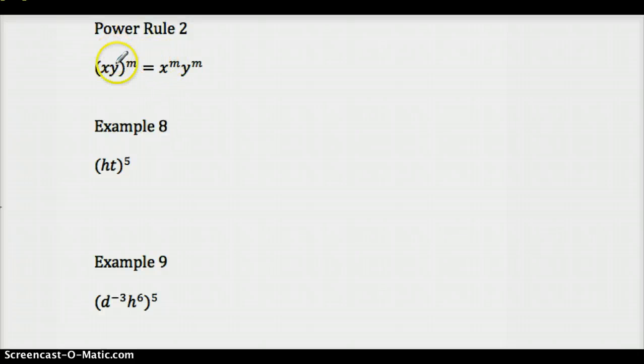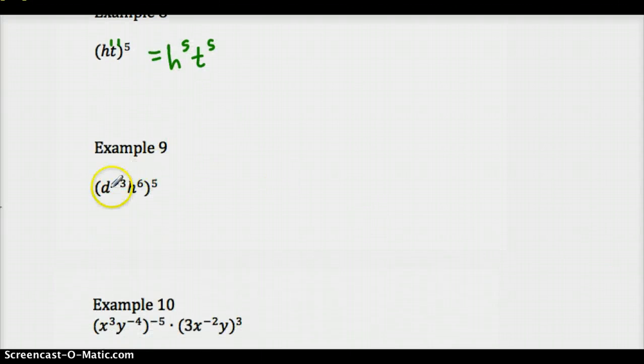Okay, and here's the next rule. If you have x, y in parentheses and raised to the m, so you have 2 or 3 different things and it's raised to the exponent, everything in there gets the exponent. So for example, if I have ht to the 5th, the exponent on the h is a 1 and the exponent on the t is a 1. So 1 times 5, because it's a power to a power, just like the last slide, is h to the 5th. And then we have t to the 5th, because 1 times 5 would be 5 as well.